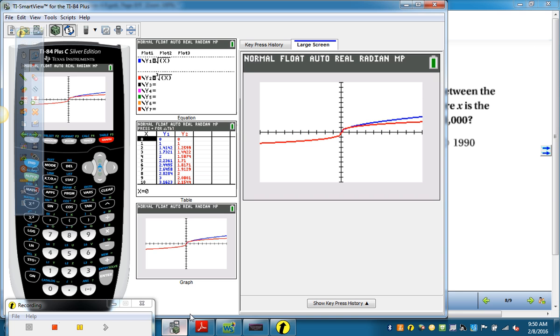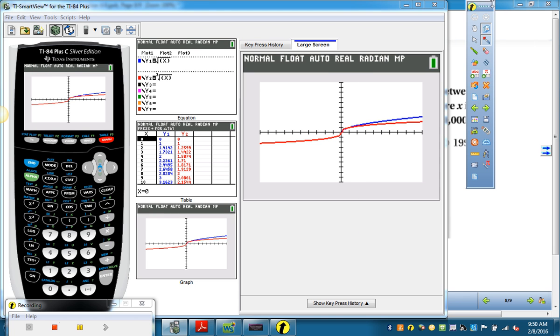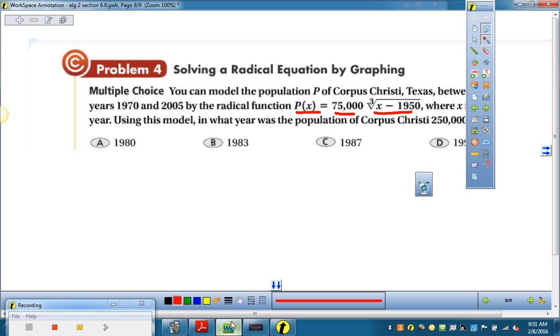So I want to practice doing this with our calculators and using the method where we find the intersection. So let's make sure we have our function first. You should have your calculator out. It is 75,000 cube root x minus 1950.